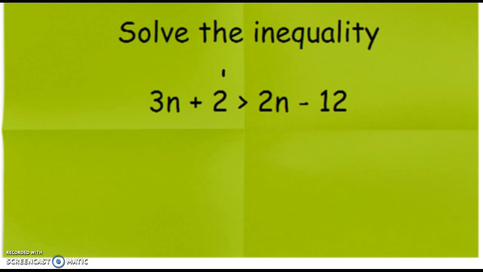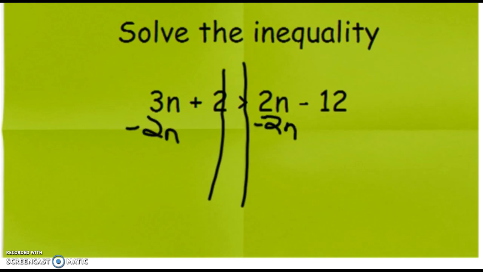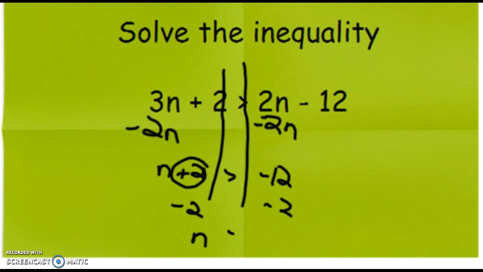So the first question here says to solve the inequality. So I need to move all my variables to one side. So 3n minus 2n, that is going to be n, plus 2 is greater than negative 12. And now I need to move all of my regular numbers to the other side. So the opposite of plus 2 is minus 2. So my answer would be n is greater than negative 14.